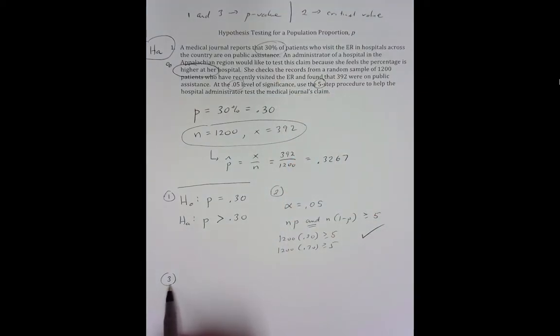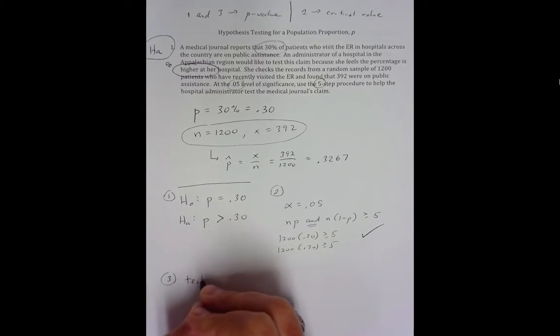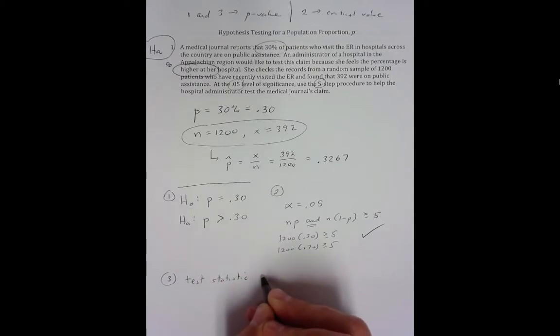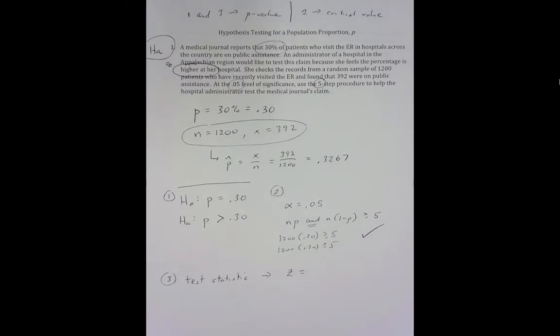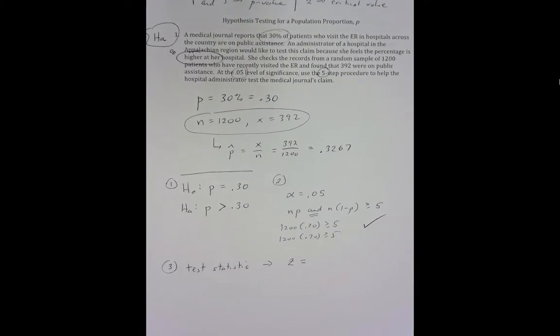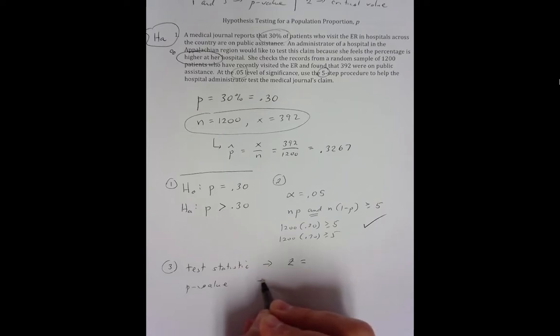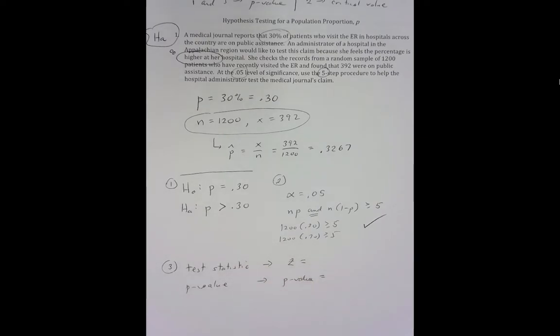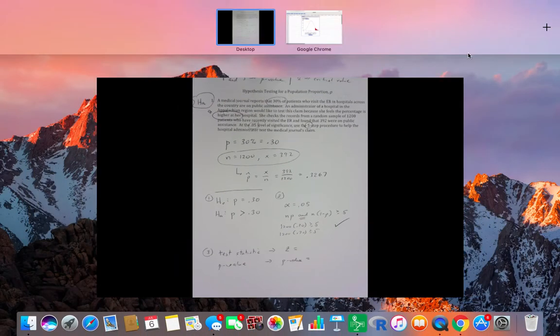Okay, let's get to the test. Now, what we're going to do here is calculate the test statistic. And for reasons that I explained in the previous video, the test statistic is going to be a z-statistic. And since we're using the p-value approach, we need to calculate the p-value. All right, so guys, easy to do.